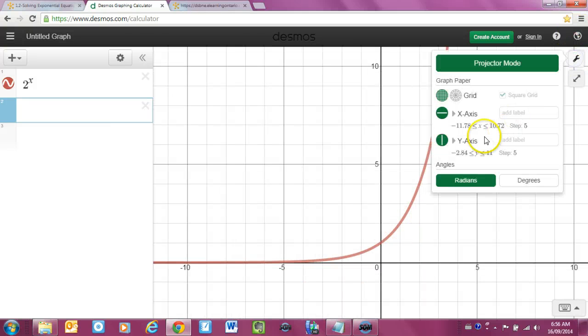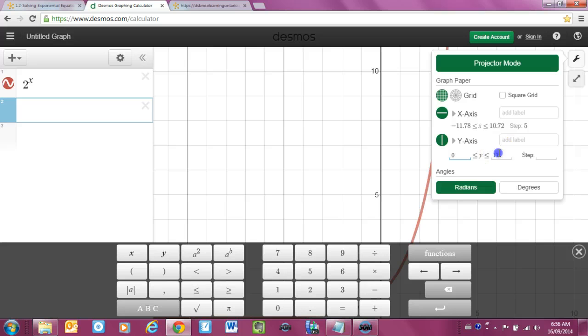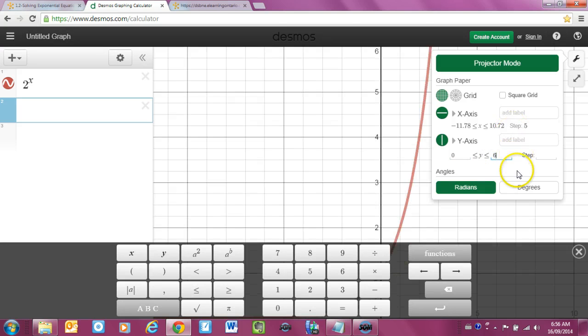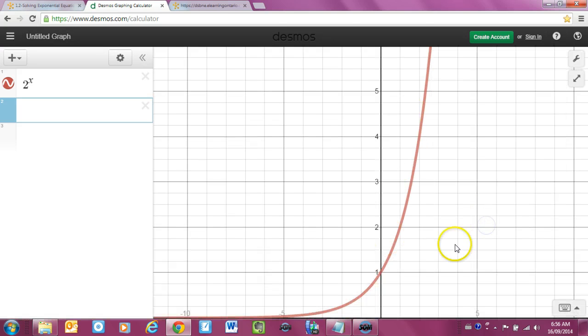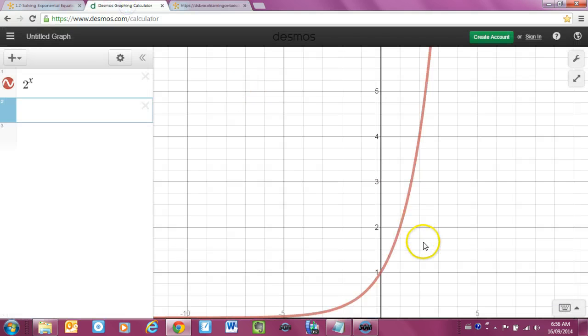I can also, under settings, change the x-axis, change the y-axis. So if I decide there seems to be no negative numbers on the y-axis, maybe I'll only have it go down to 0. And if I want to zoom this in, zoom it into 6, and so there's another option for me. So what I'm looking for now is, where does the value equal the number 5? Yes, 2 to the x equals 5. And so essentially I'm looking for the y value of 5.